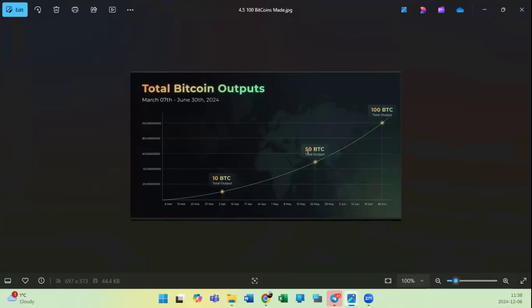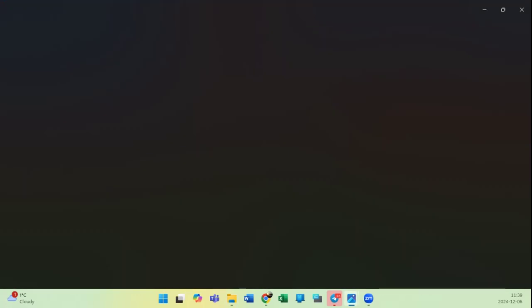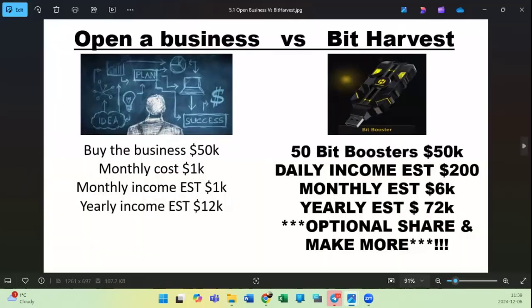Okay. And so on the 2nd of April, we'd made 10 Bitcoin. On the 5th of May, we'd made 50 Bitcoin. On the 26th of June, we'd made 100 Bitcoin. We've made way more than that subsequent to that. But dividing this number up, of the 100 Bitcoin that was made by June 26th, 60 of it went back to the miners, 35 of it goes to the marketing plan, and 5 went to the parent company.